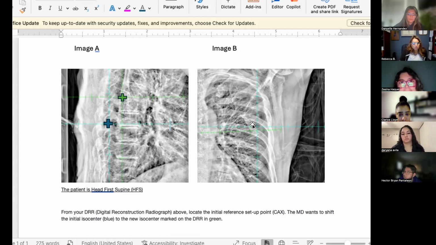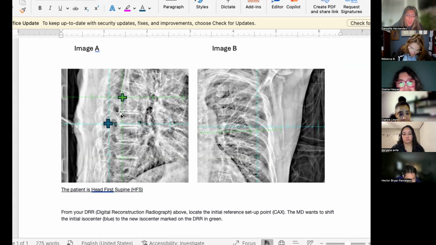Can I move my vertical? No, that would be A. Good. Okay, good. Can I move my longitudinal? Yes. Good. So same with this one. Can I move my vertical? No. Or sorry, yes. Good.